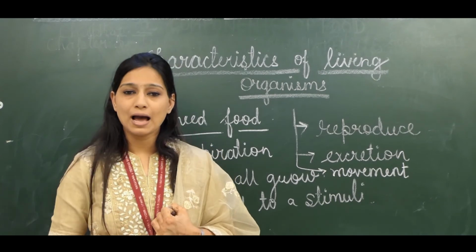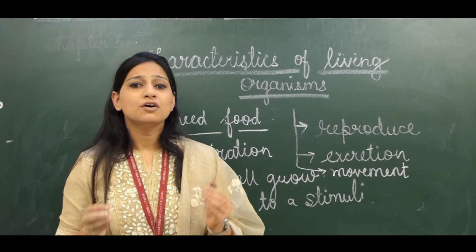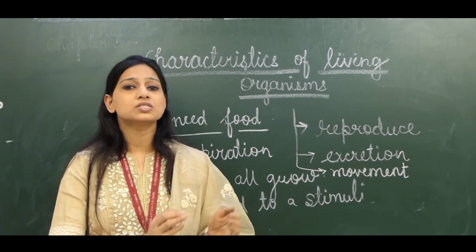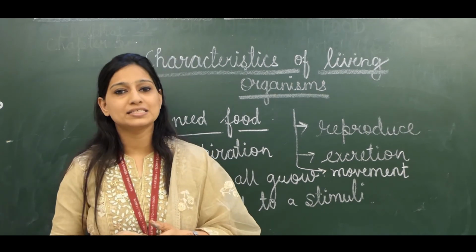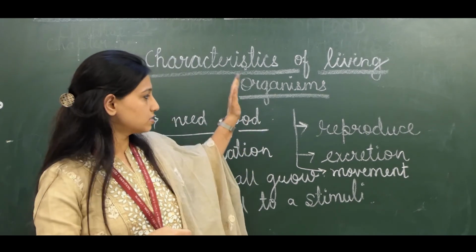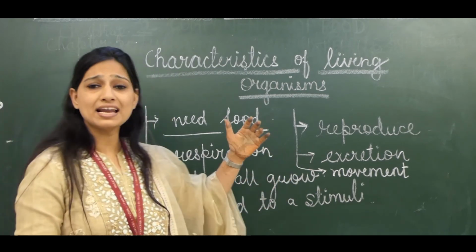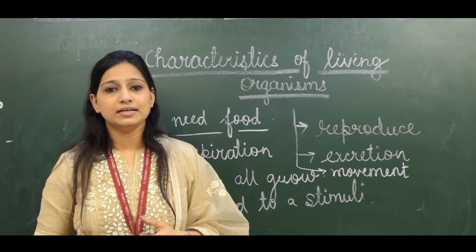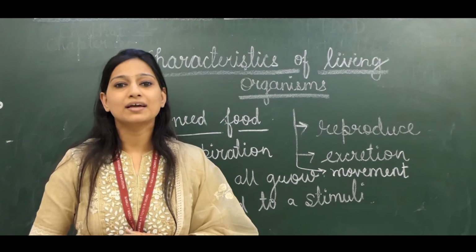We saw about the habitat, the different types of habitat, terrestrial and aquatic. We saw what are the adaptations for a terrestrial habitat, what are the adaptations for an aquatic habitat, and then we saw the characteristics of the living organisms. So there are 7 characteristics which we have seen, and we are done with this chapter. I hope you have all understood every topic in detail.